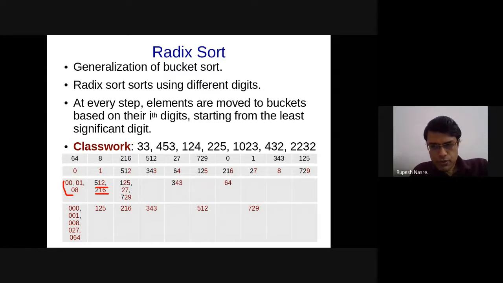Okay, Ashwin says 1023, 124, 220 in the second bucket. Okay, fine. And then 432, 2232, 33 in the third bucket, and 453 in the fifth bucket.